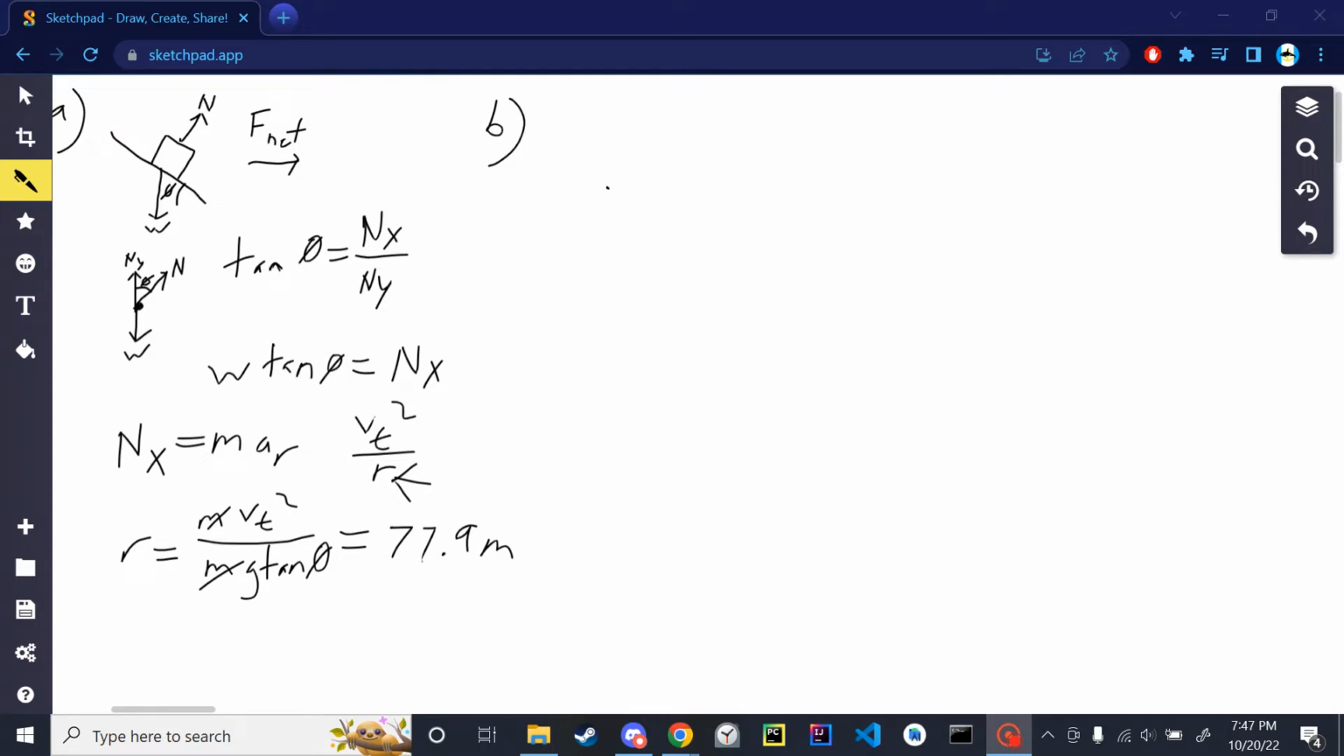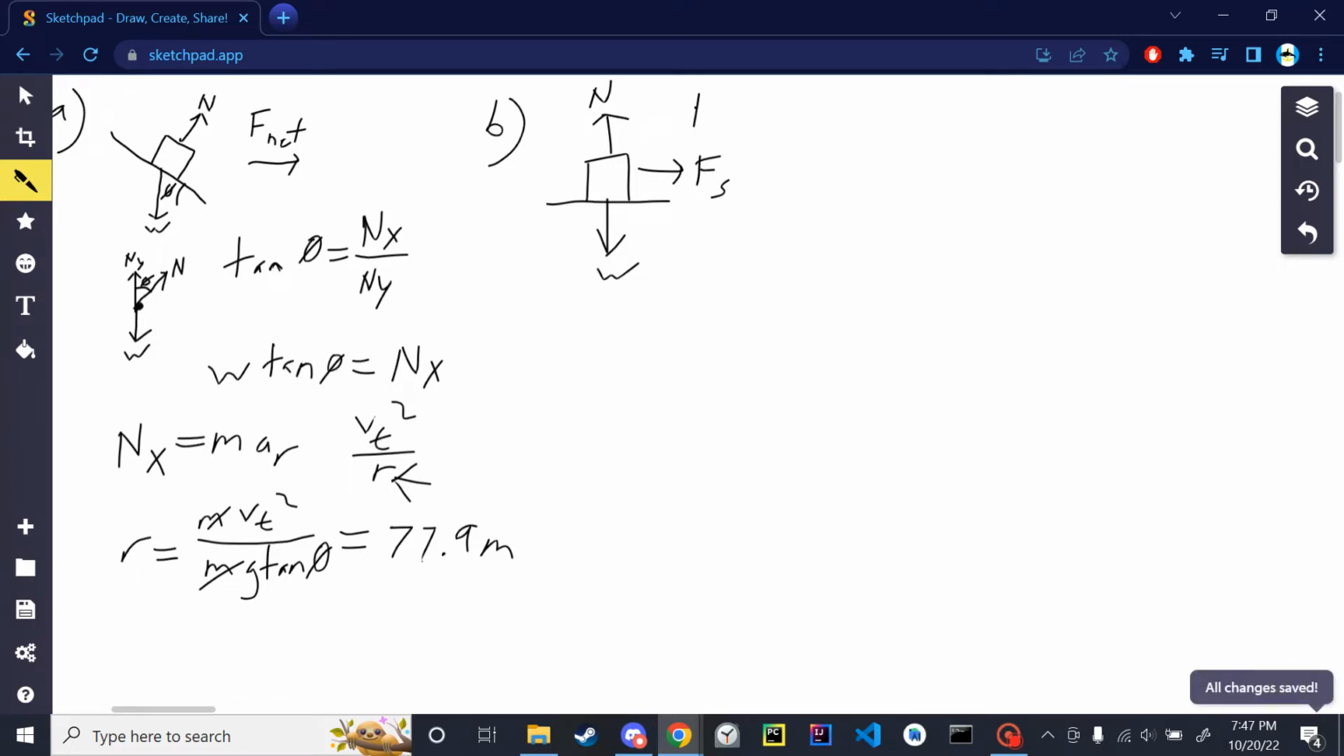Okay, so now the car is on level ground. So we have the normal force going up, the weight force going down, and then we got a friction force pointing towards the center, because the car needs to have a net force going this way in order for it to go in a circle.